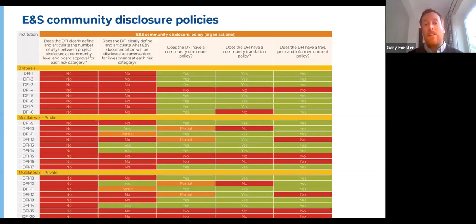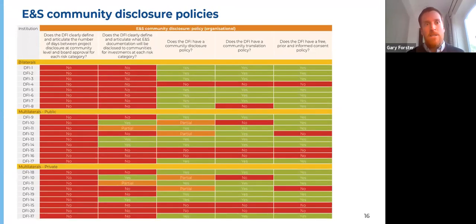And again, I think we were a bit surprised to see the lack of transparency around that first question, in terms of, is it clear what the DFI is supposed to provide in terms of information to the community? I think it was also noteworthy that the bilaterals are lagging behind the multilaterals, again, when it comes to that community level disclosure policy, or at least transparency around that.